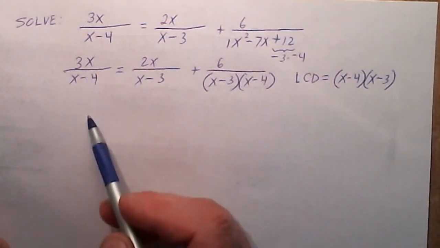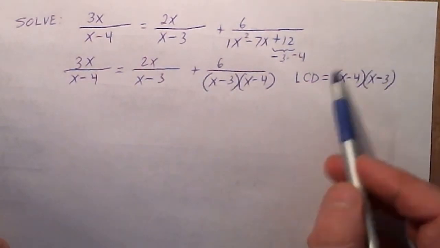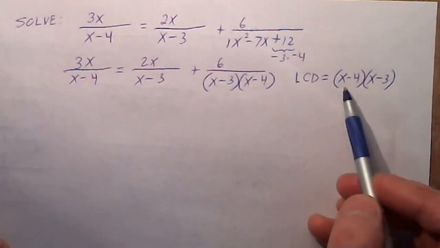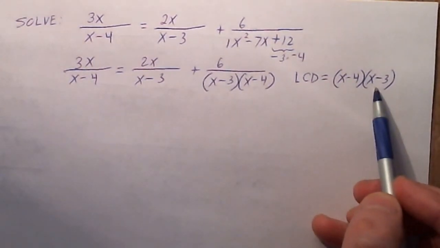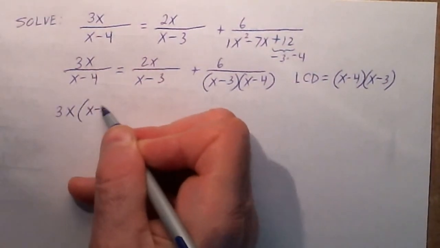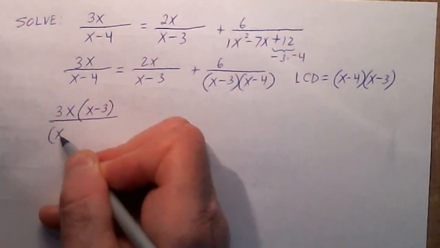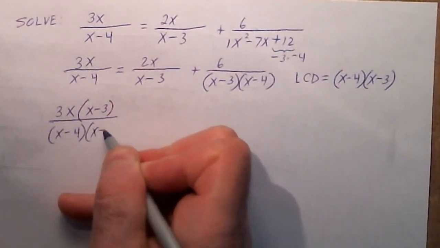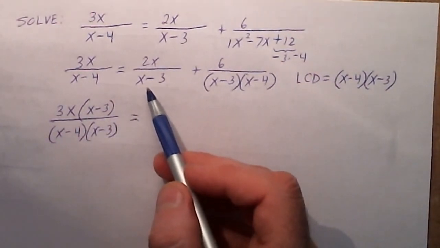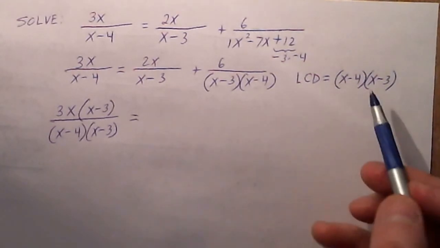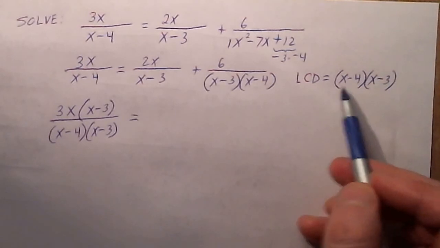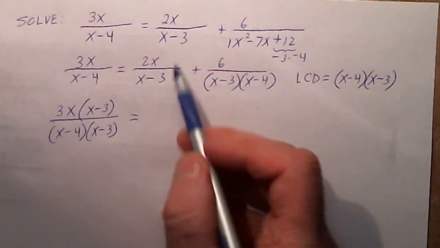Now it's time to build all these fractions up into equivalent fractions that all take on the least common denominator. Notice first denominator has the x minus 4, but it's missing the x minus 3. And because of that, top and bottom of this fraction here on the left side of our equation must get multiplied by x minus 3. This fraction on the right side, 2x over x minus 3, has the x minus 3, but its denominator is missing the x minus 4. And because of that, top and bottom of this fraction gets multiplied by x minus 4.